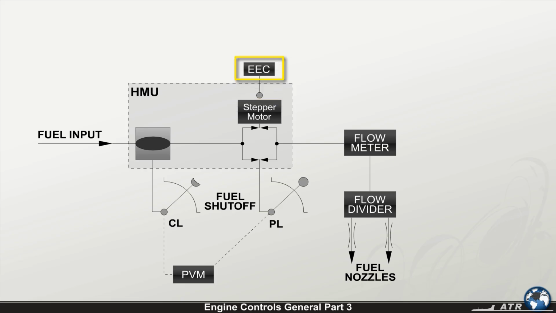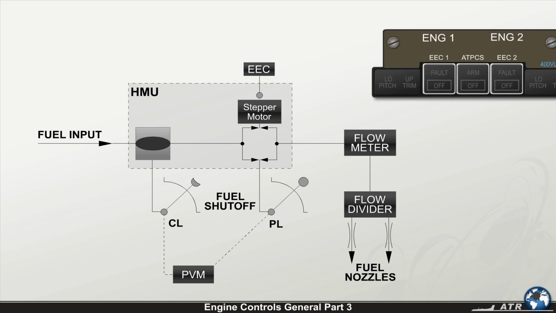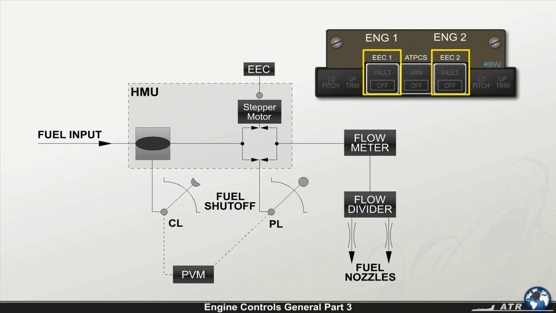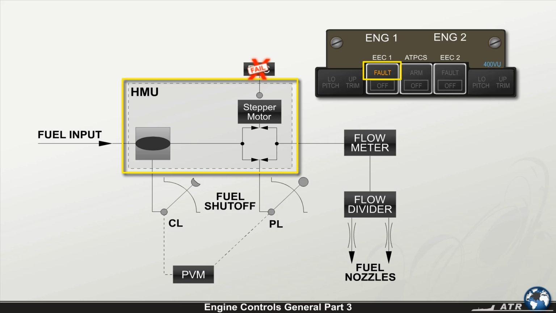The engine electronic control considers the outside conditions and the positions of the power lever, power management selector, and bleed valves. The EEC is selectable by means of a push button. In the event of an engine electronic control failure, the HMU alone controls the engine fuel schedule.